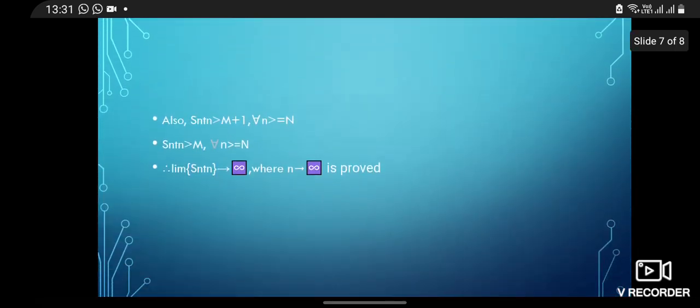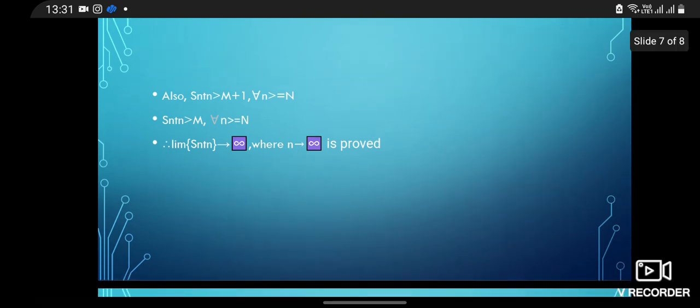Also, Sn into Tn is greater than M plus 1 for all small n greater than or equal to capital N, so that Sn into Tn is greater than capital M for all small n greater than or equal to capital N. Hence, limit of Sn into Tn tends to infinity where n tends to infinity is proved.